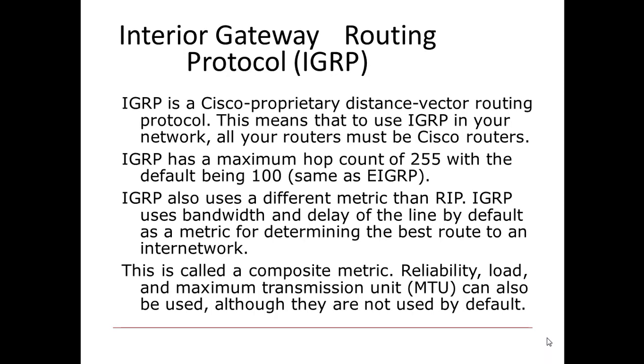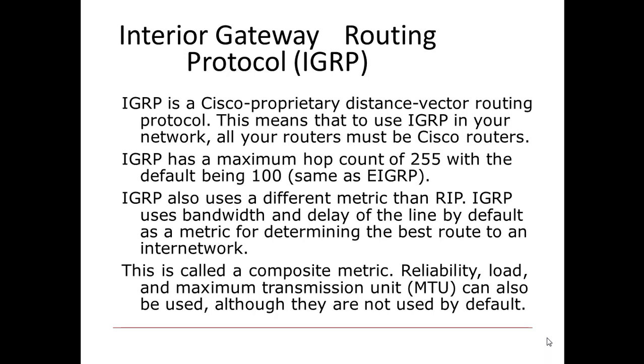Moreover, IGRP has a maximum hop count of 255, with the default being 100. You know that in RIP, that was Routing Information Protocol, the limit was 16 actually, and the default value was 15. But now you can see here the default value is 100 actually, and it is the same as we will be using in EIGRP.